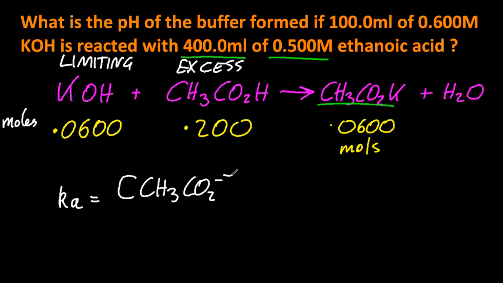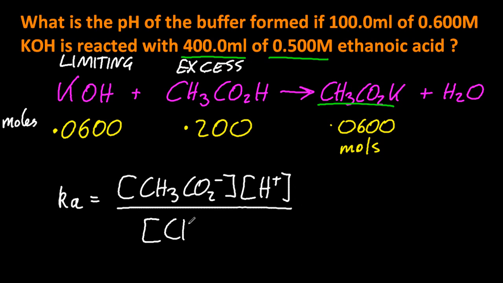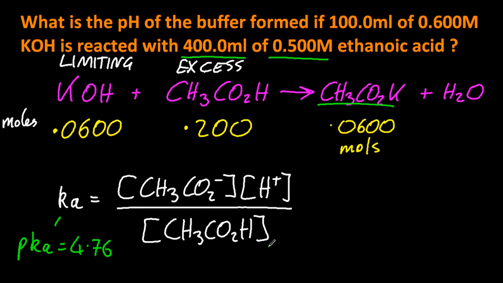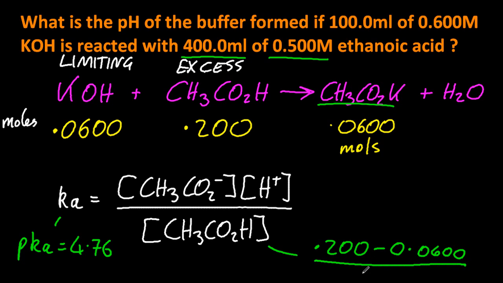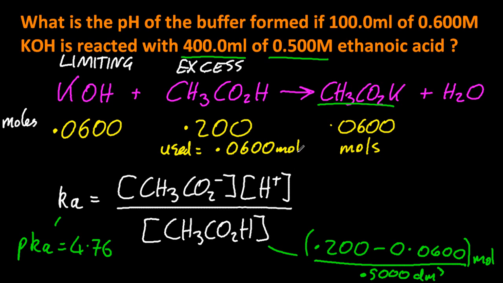So let's write out Ka, which is again products over reactants for the acid. Ignoring the H+, it's small compared to the concentration of the acid. Data booklet gives me pKa, which I can easily convert to Ka. And here's a little trick, is you can't just say the concentration of the acid is half a molar. Some of it's reacted. So do moles over volume. Now how many have I got remaining moles? 0.2 minus 0.06. That's how many moles I have at the end.